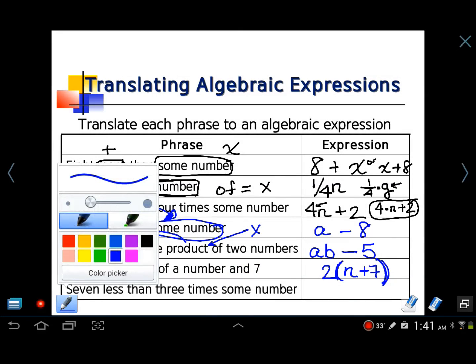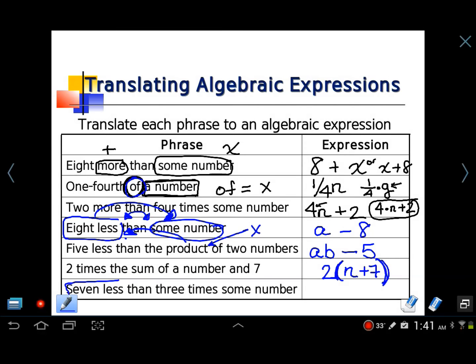Okay, in our last example, we have 7 less, which tells us we're going to be subtracting 7. Then, which means I'm going to probably take this and put it in the back. 3 times some number, I'm going to take that and put it in the front. That then switched everything around. So 7 less than 3 times some number is 3 times some number minus 7. And that's all there is to it.